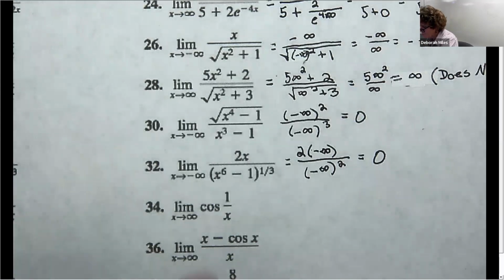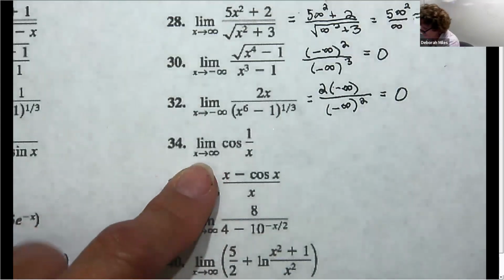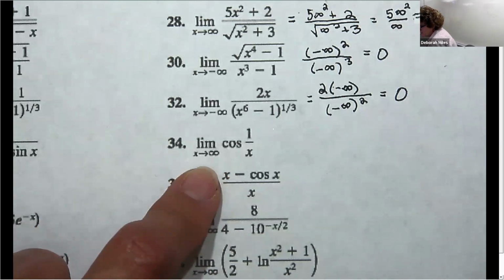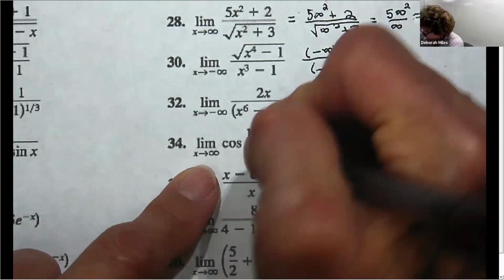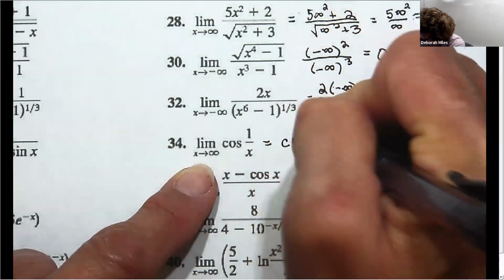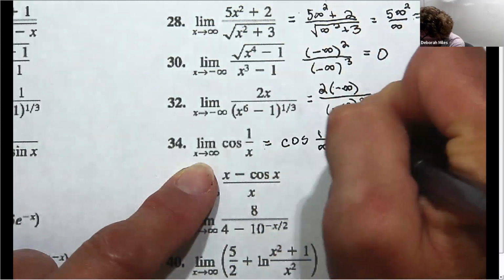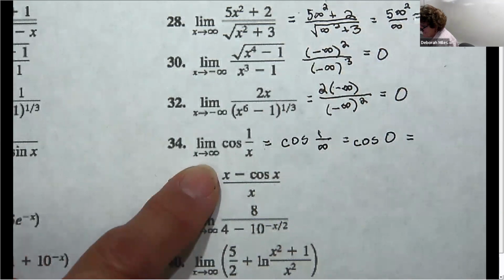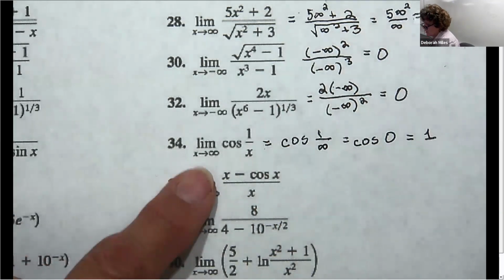All right, 34. Limit as x goes to infinity of cosine of 1 over x. Before you tell me the answer, tell me a middle step. You're thinking 1 over infinity is 0. So that's cosine of 0. And cosine of 0 is what? 0 radians, the x is 1. All right.